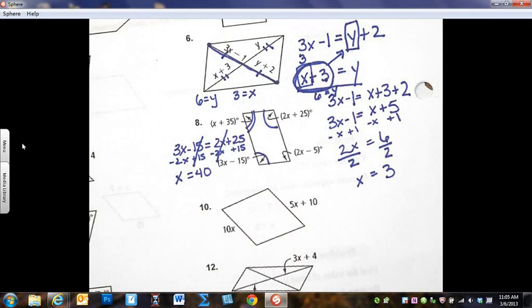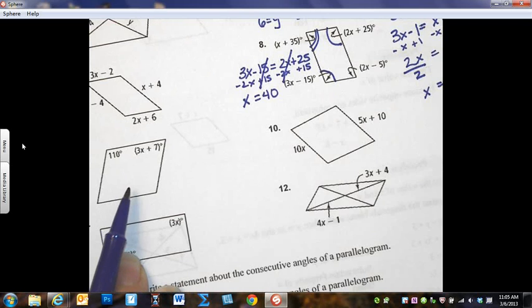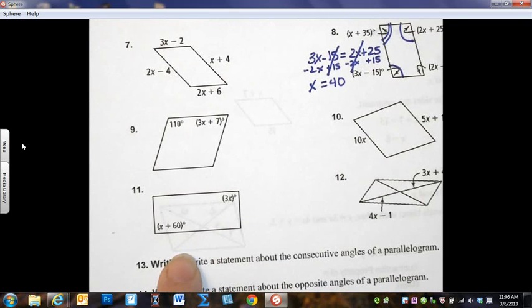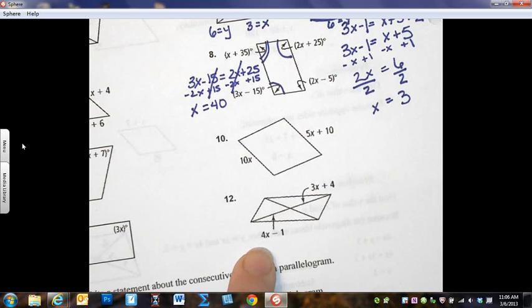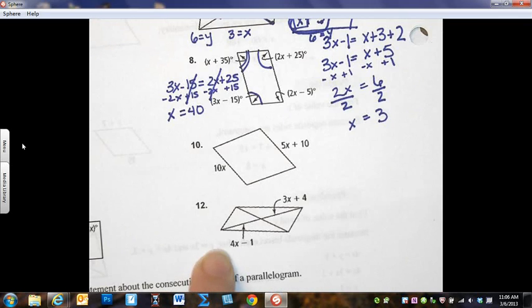So looking at number 9, number 9 is very similar to number 1. Number 10 is similar to number 2. 11 is very similar to number 3. And 12 is a trickier one. It's not really tricky, but it's the first one we've had like this.